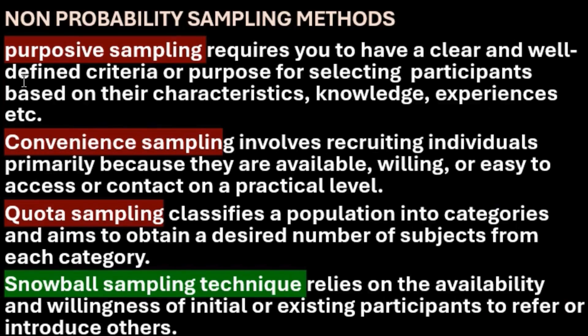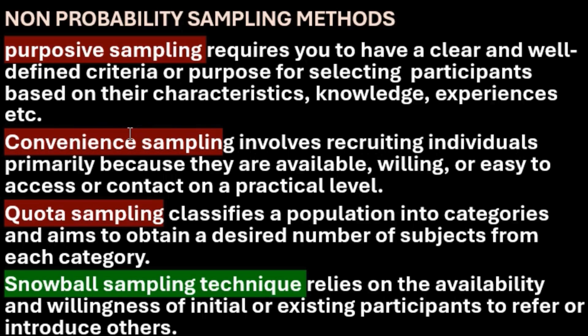Let us see the non-probability sampling methods. Purposive sampling is the sampling which requires a clear and well-defined criteria or purpose for selecting participants based on their characteristics, knowledge and experience. So here in purposive sampling, some particular characteristics. For example, if you are selecting the top 5 students in each class, all the students are with good academic performance. That is a characteristic. So this kind of characteristics you will select.